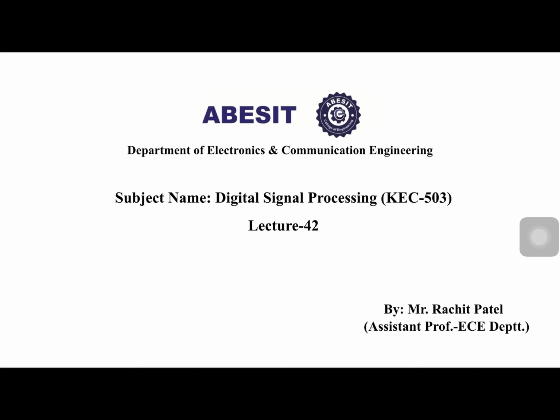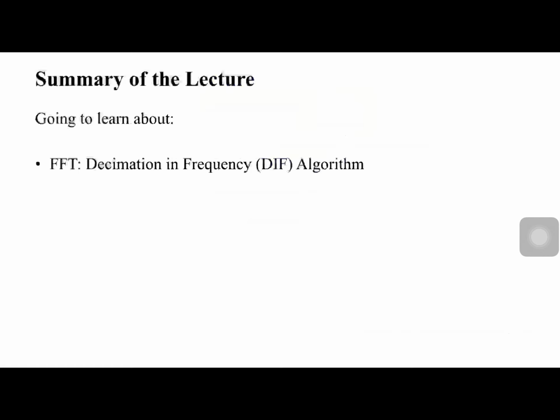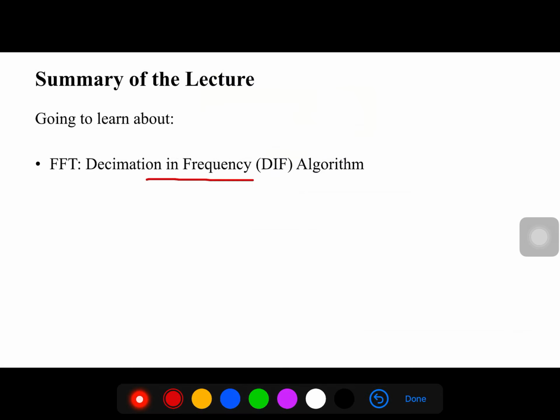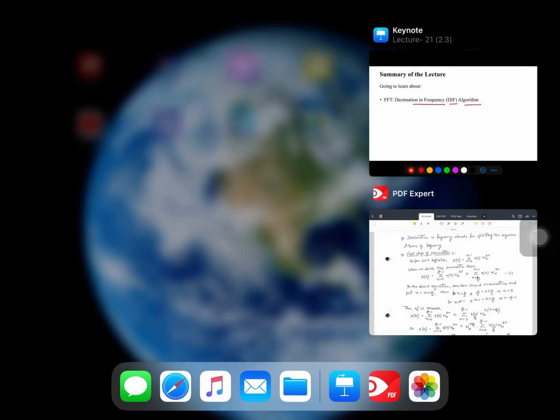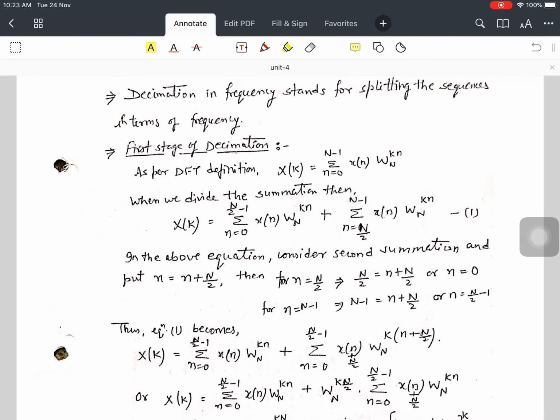This is lecture 42 based on your 4th unit for the subject digital signal processing, and in this lecture we are going to discuss the FFT decimation in frequency (DIF) algorithm. In the previous lecture we discussed decimation in time. Now we will discuss decimation in frequency. So, let us start with some basic points related to this DIF algorithm.